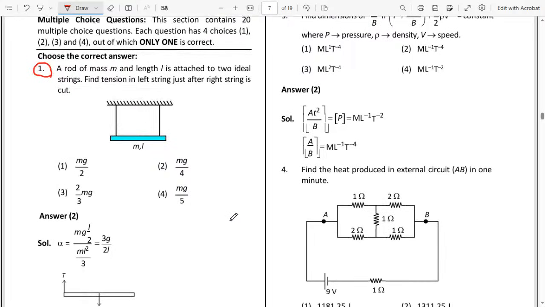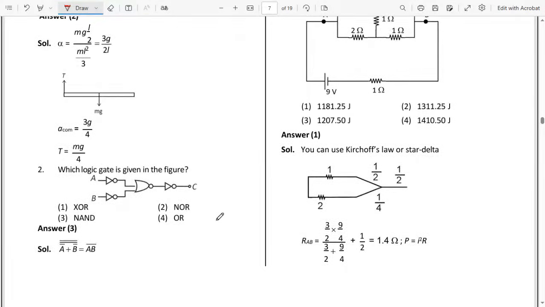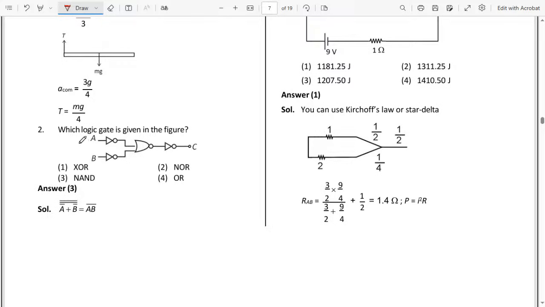For this question, a rod of mass m and length L is attached to 2 ideal strings. Find tension in left string just after right string is cut. So the correct option for this question is option number 2, mg by 4, students. So this is the solution. Next, question number 2. Which logic gate is given in the figure? Yes, this is NAND gate. NAND gate. Option number 3 is the correct option, students.